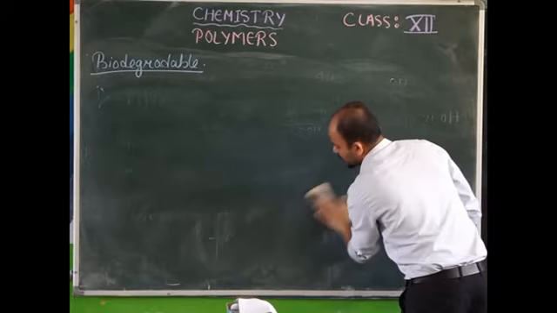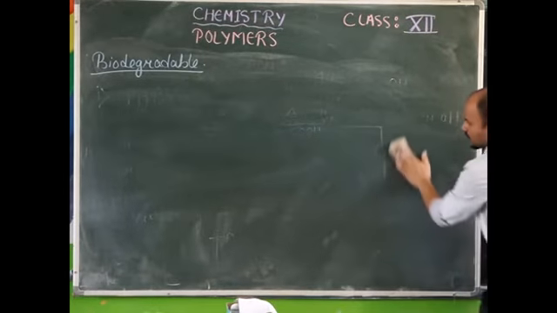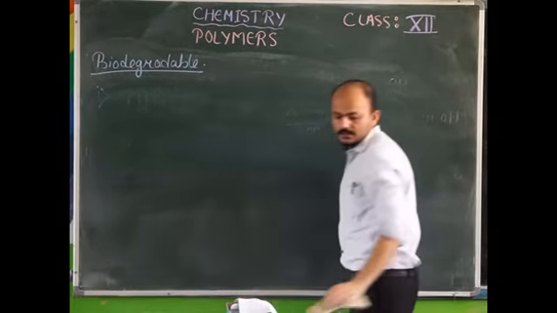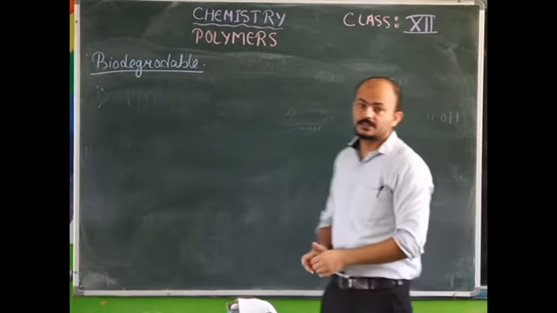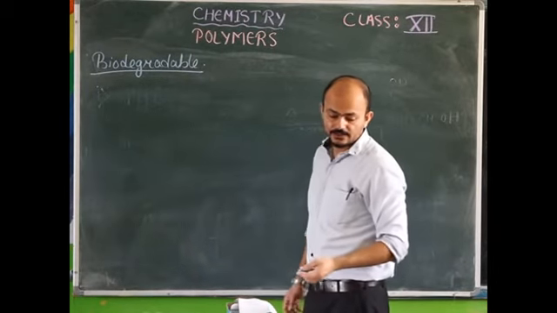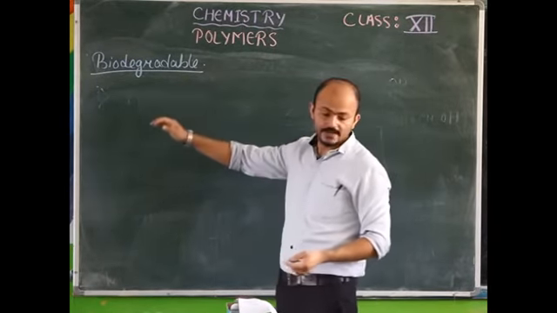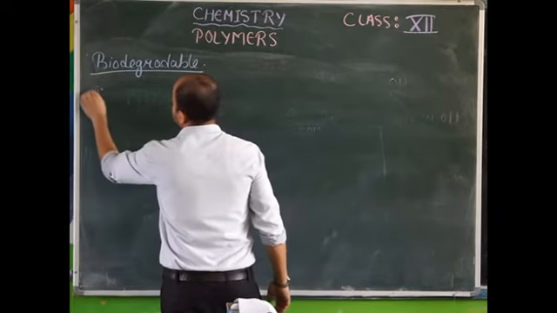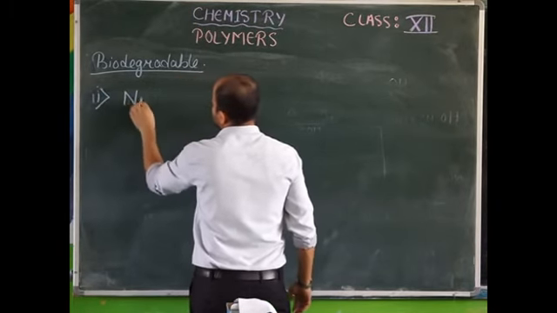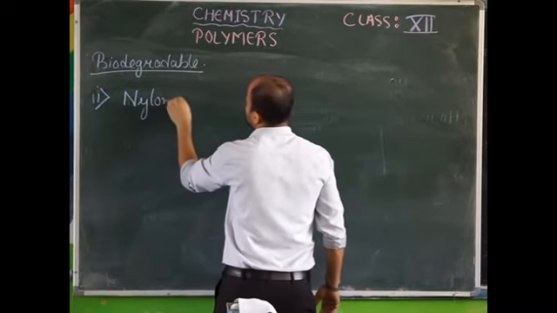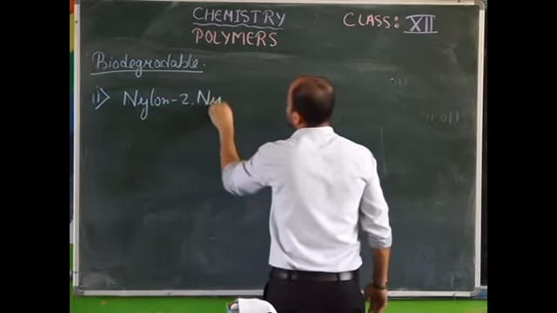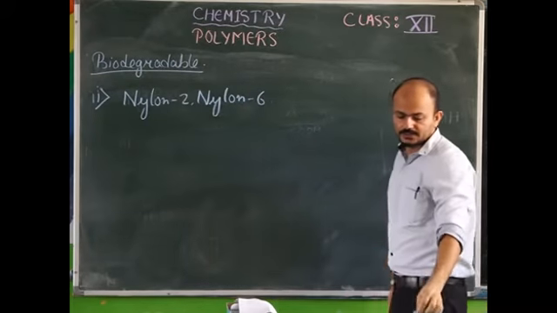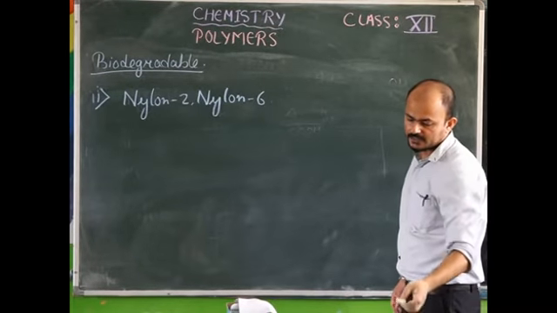You have to remember the monomeric units, since this is mandatory. Every time the question is asked in the exam. So next we are going to discuss the biodegradable polymer nylon 2, nylon 6. This is number 2 under biodegradable polymers, and it is prepared from glycine.